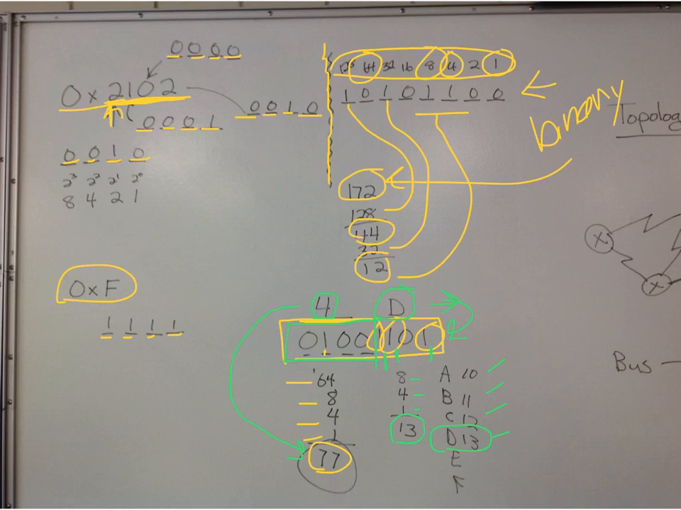And you could figure that out. If this is a hex, this is 4 groups of 16, 4 times 16 is 64, and D is 1 group of 13, 77, checks out.